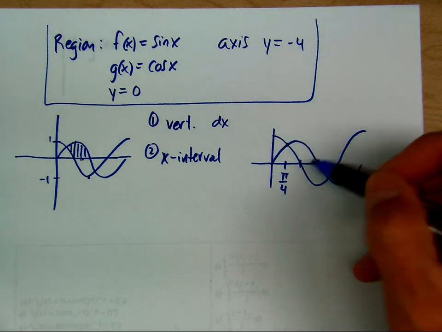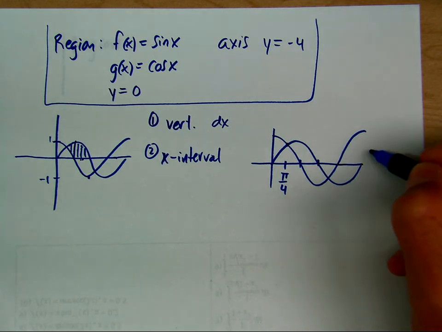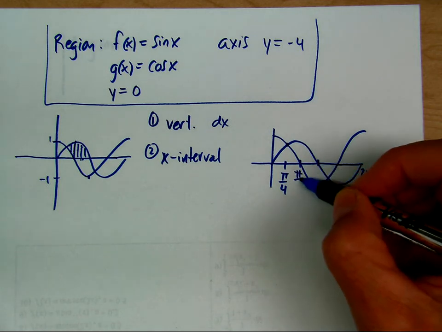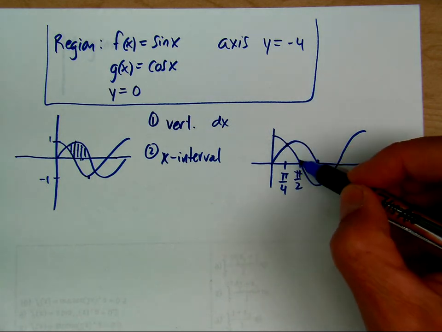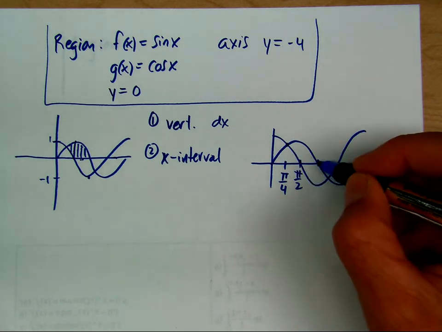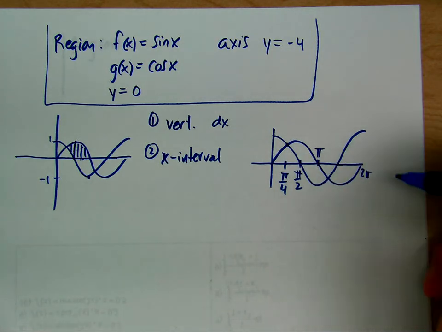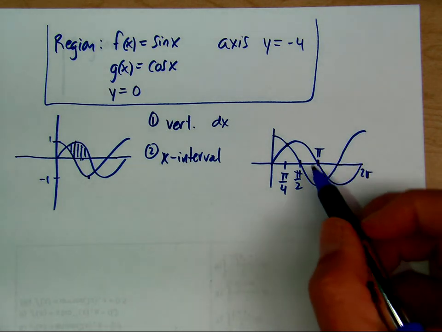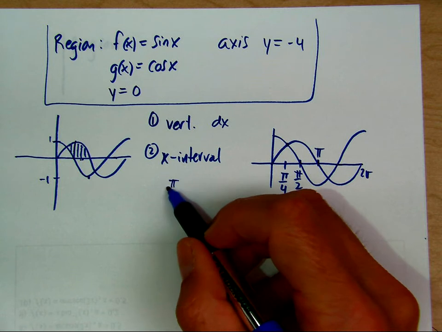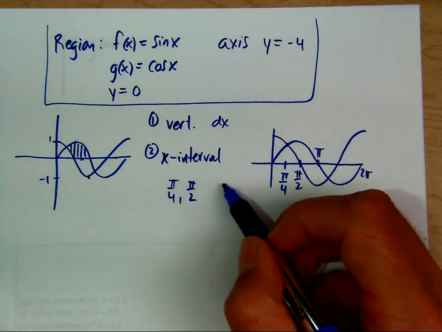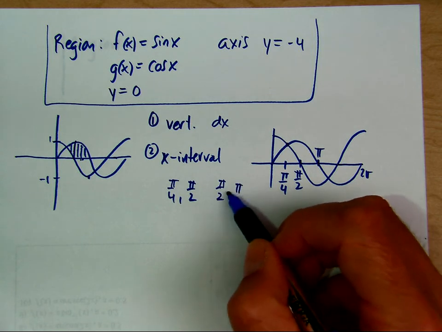If we looked at cosine, it ends at 2 pi, so that means this is pi and this is pi over 2. So we know cosine equals 0 at pi over 2, and then sine hits 0 at pi. So the intervals are from pi over 4 to pi over 2, and then from pi over 2 to pi.